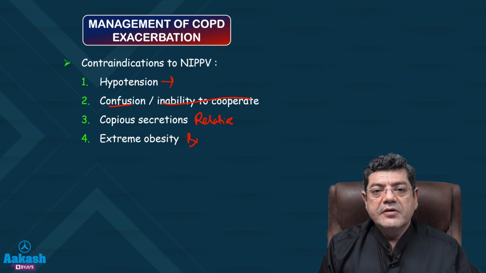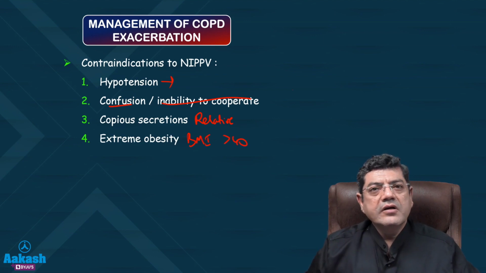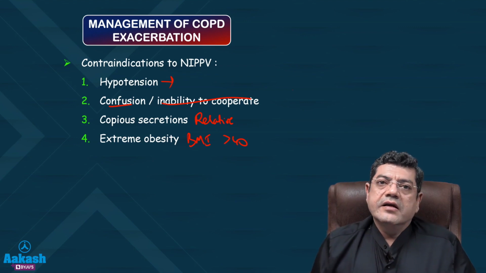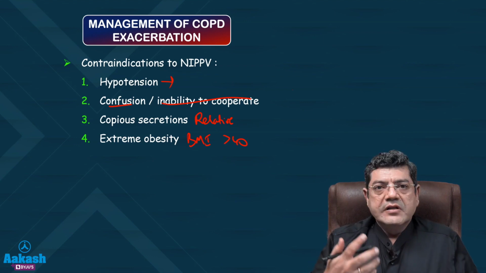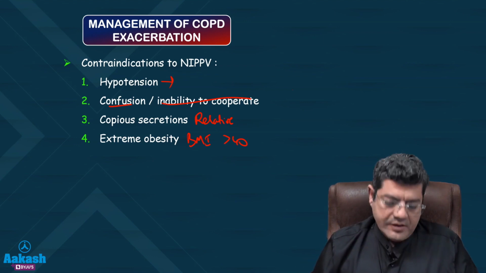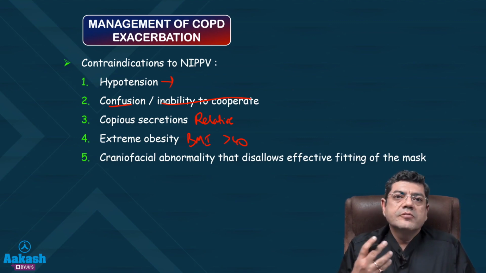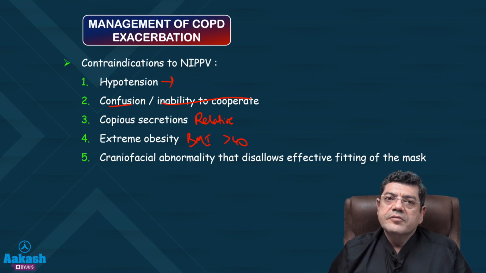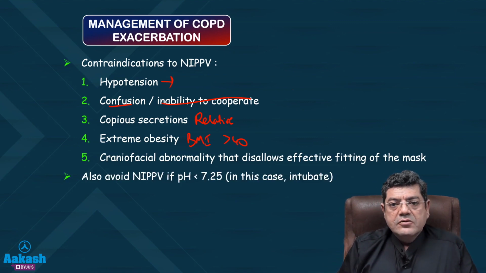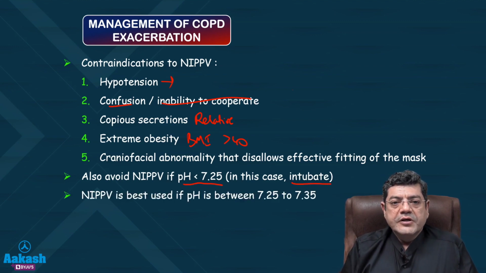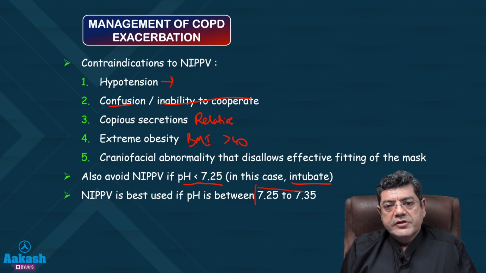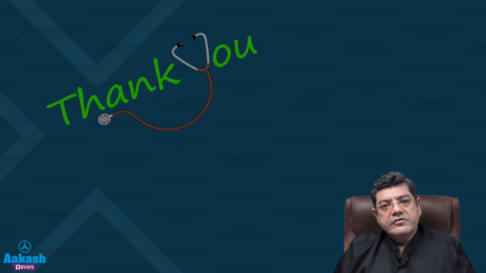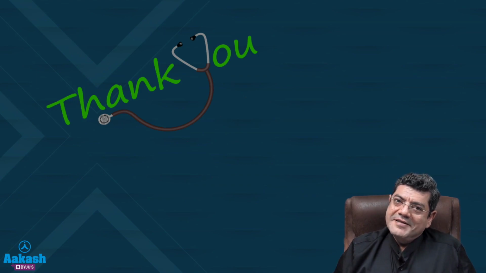Besides that, if their BMI is more than 40, the non-invasive ventilator cannot deliver air at high pressure to the respiratory system of such a patient, because the chest wall is very heavy. In that situation, you will need to put in a tube for better control, right? If there is a craniofacial abnormality, retrognathia, that does not allow the mask to be fitted well on the patient's face. Okay. So we already discussed, if the pH is less than 7.25, you will need to put in an endotracheal tube, right? And that NIV is best suited when the pH is between 7.25 to 7.35. I rest my case. All the best.